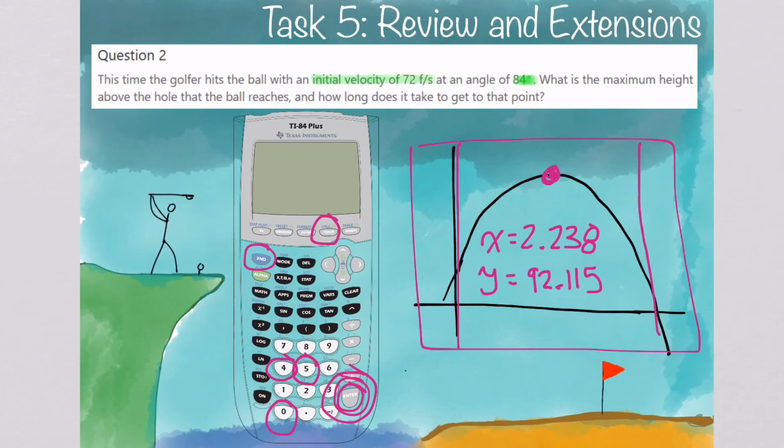The last thing we need to do to answer this question is interpret our results. What this means is that the object will reach a maximum height of 92.115 feet after a time of 2.238 seconds. We have to remember that x is really referring to our time in seconds. And again, this is merely one approach to the problem. There are many different ways you could solve this problem.